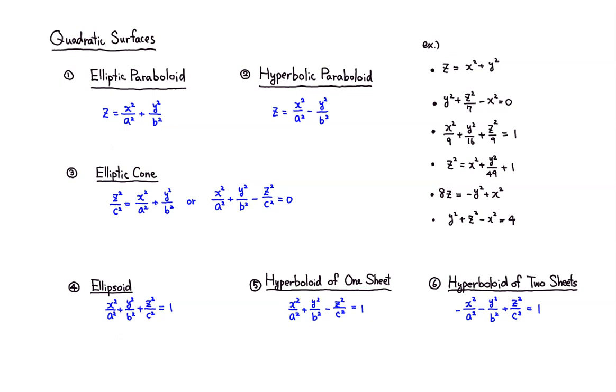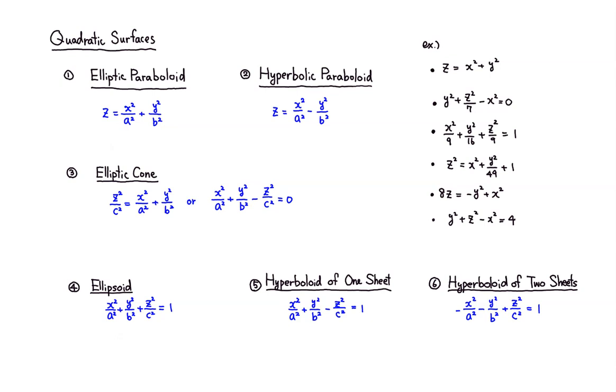All right, let's look at the quadratic surfaces. We're going to introduce six quadratic surfaces. First one is elliptic paraboloid, second one is hyperbolic paraboloid, third one is elliptic cone, and fourth one is ellipsoid, and the fifth one is a hyperboloid of one sheet, and the last one is hyperboloid of two sheets. All right, so let's try to see if we can identify these.